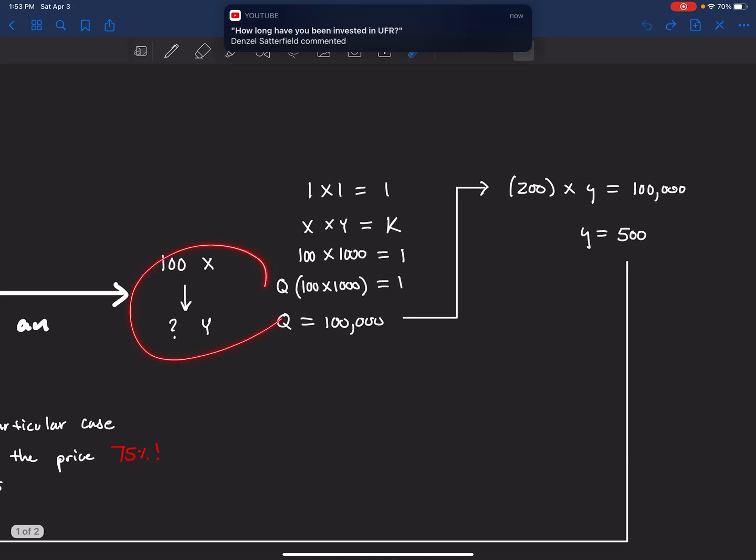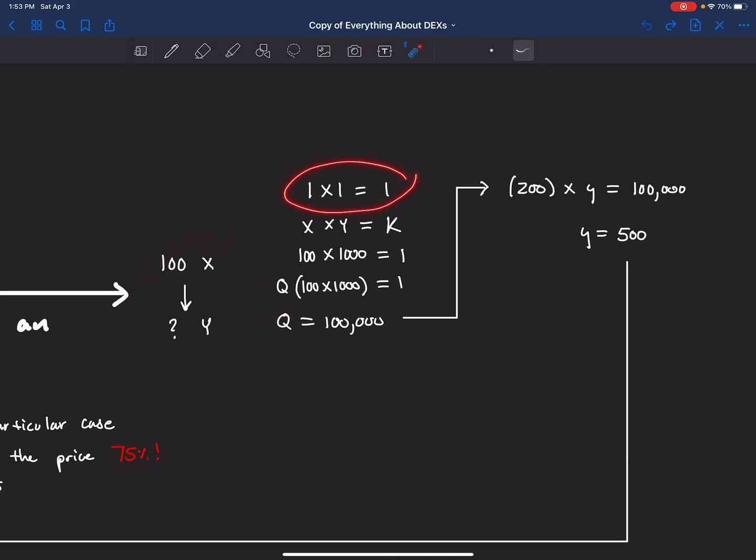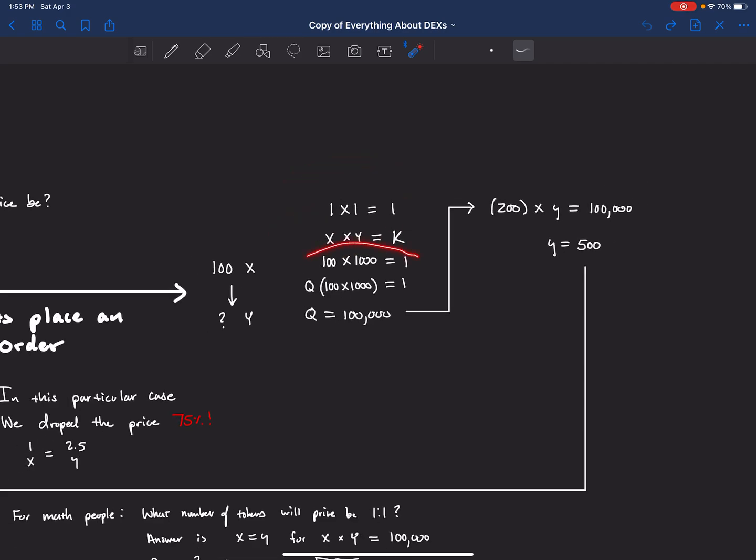So we know that these are based on some constant. We're going to say, okay, we know we have 100 and 1,000, and we want it to be a constant, so we put in 1 right here. And we know that doesn't make any sense. So we have to multiply our liquidity by something, because we have 100 of token X and 1,000 of token Y, and it doesn't equal 1, so we need to multiply it by something in order to get a constant. So we figure out that Q equals 100,000, right?